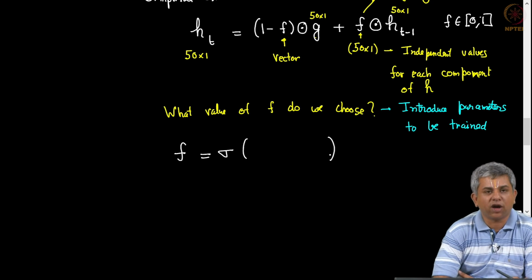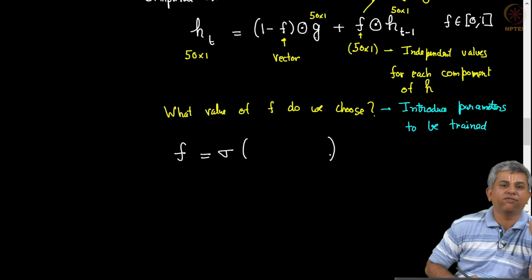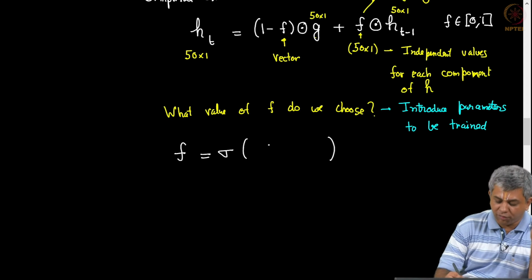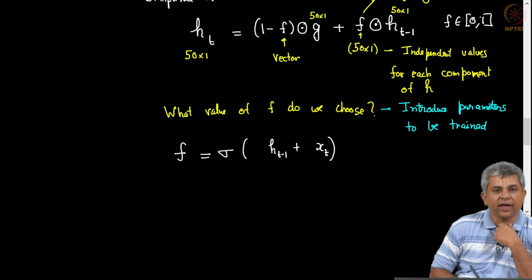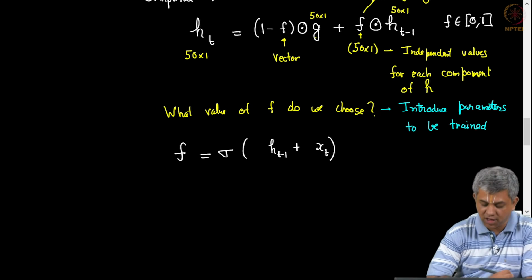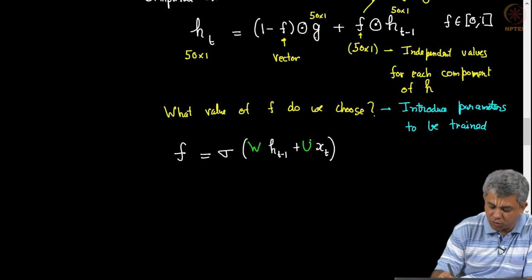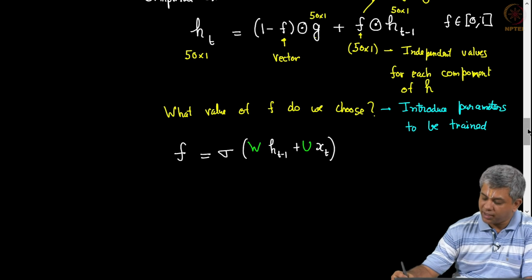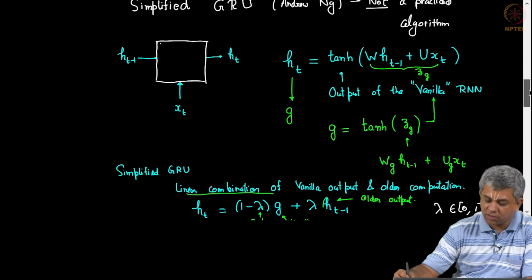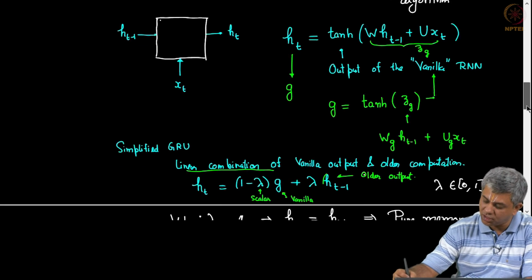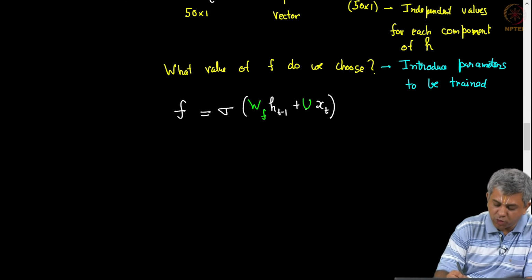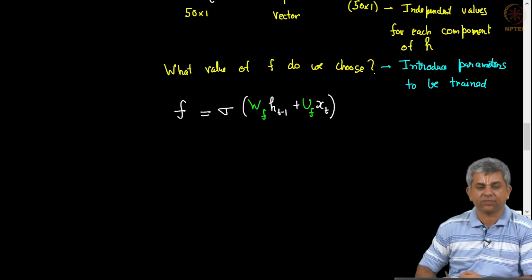A sigmoid of what? Same idea, we have linear combination of only two vectors here. At any place, you have these two vectors H_{t-1} and X_t, and you make them a linear combination of this. I will keep another W, another U, but I wanted to distinguish it from the W and U I used here, which was W_G and U_G. So, I will call it W_F, U_F.